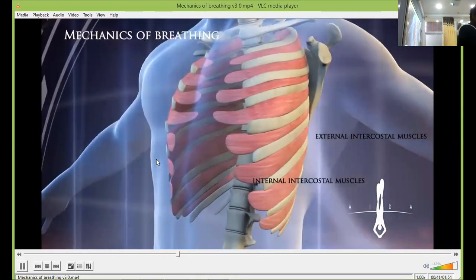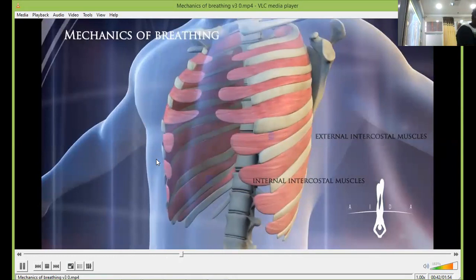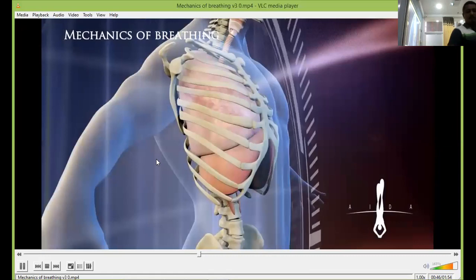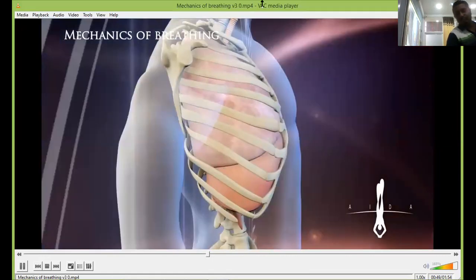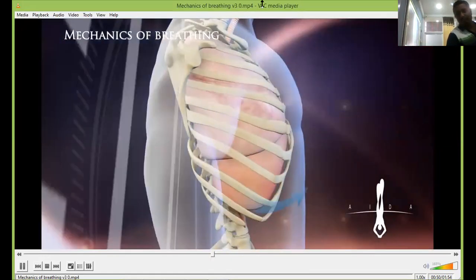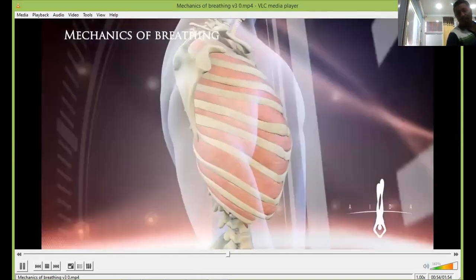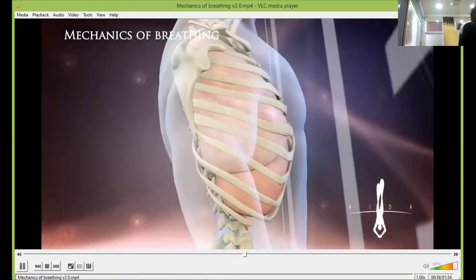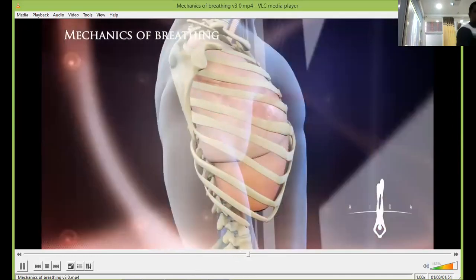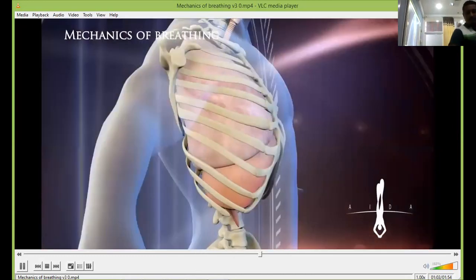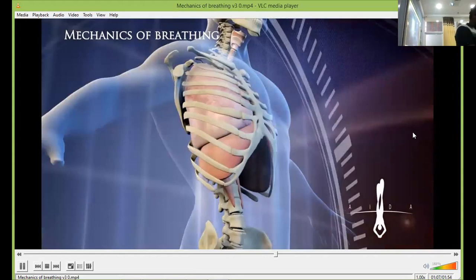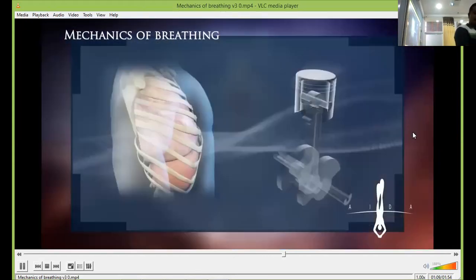They are each attached to the ribs and run between them. To inhale air, the diaphragm contracts and moves down, while the external intercostal muscles contract, forcing the ribcage up and out. The combined effect of the diaphragm and intercostal muscles increases the volume of the chest cavity and expands the lungs. This expansion of the lungs increases their volume, reducing the pressure within them, causing air to be drawn in. This action is similar to a piston sucking petrol into a car engine.